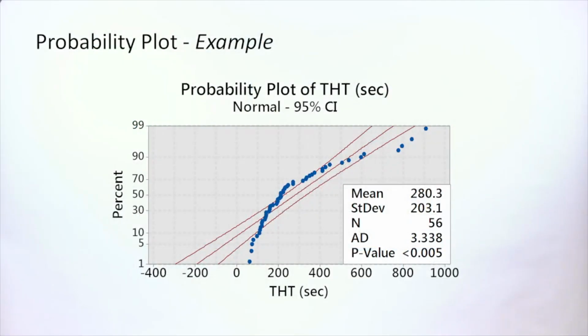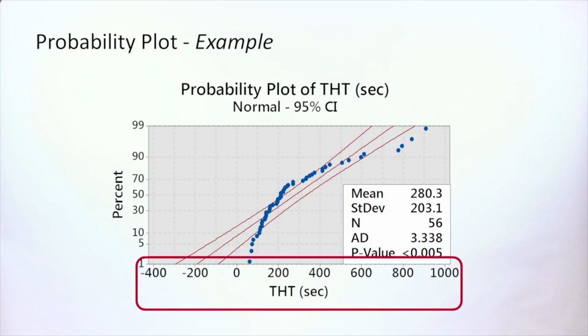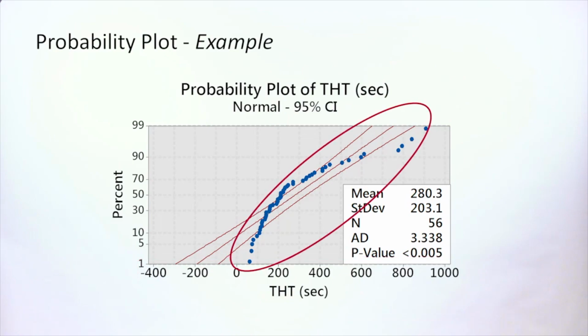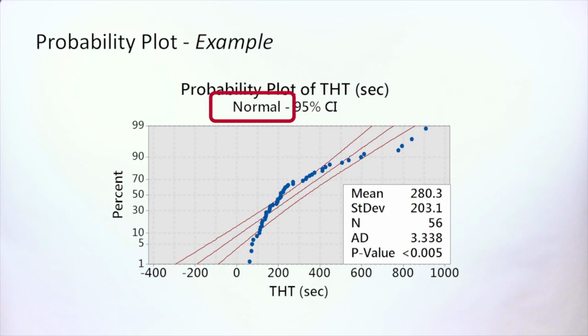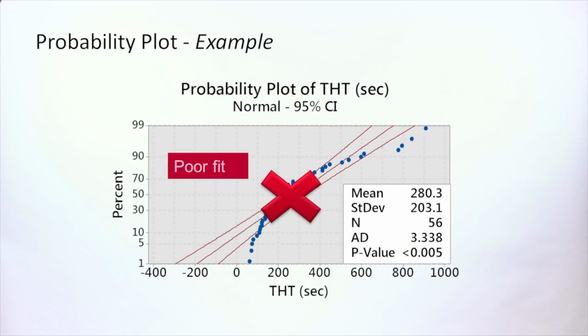This is the probability plot. On the horizontal axis you see the data. To check if the distribution fits well, we have to look if the measurements, the dots, are on a straight line, and as much as possible between the two outside lines. The middle line represents the normal distribution. We see here that the normal distribution is a poor fit for the total handling time.